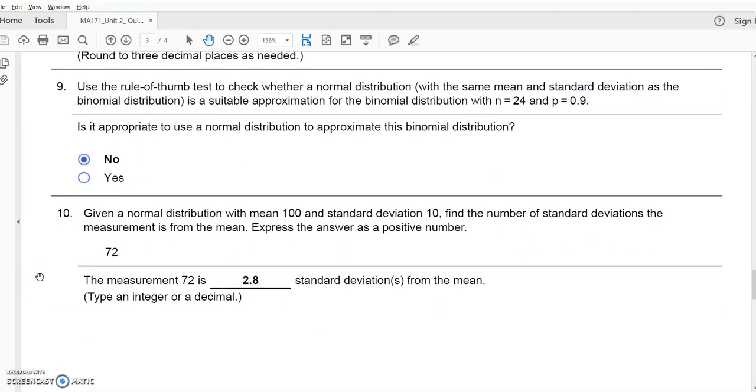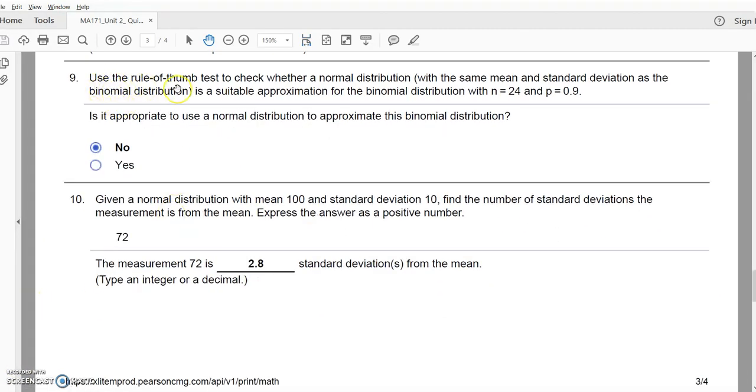Okay, number 9. Let's read the question. The rule of thumb here has to do with the central limit theorem. Which means that if the sample size is large enough for a binomial distribution, then it can be approximated to a normal distribution. And here's how we check. We check the mean as well as the variance of the binomial distribution, and if each one is greater than or equal to 10, then we can approximate it to a normal distribution.